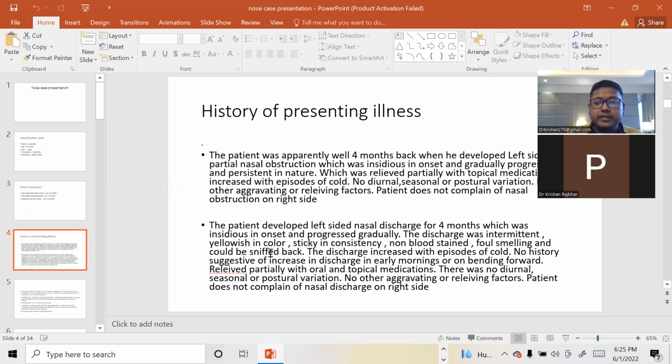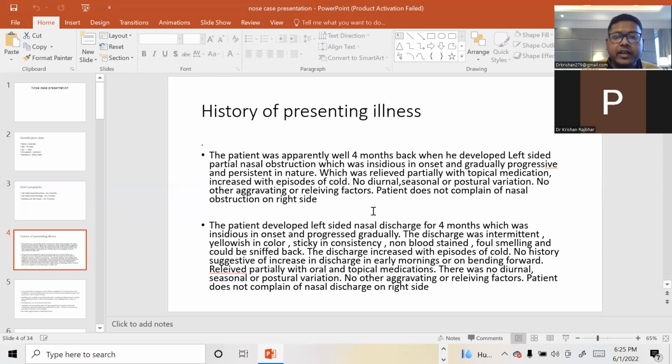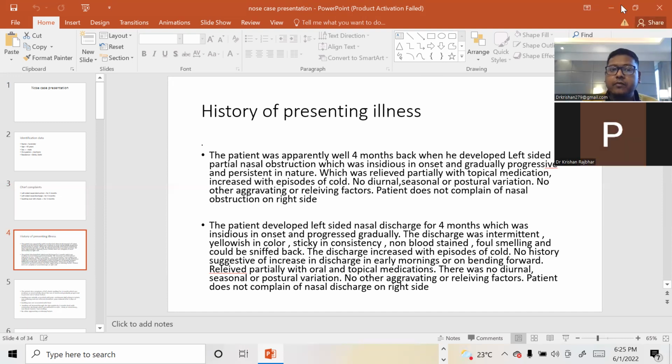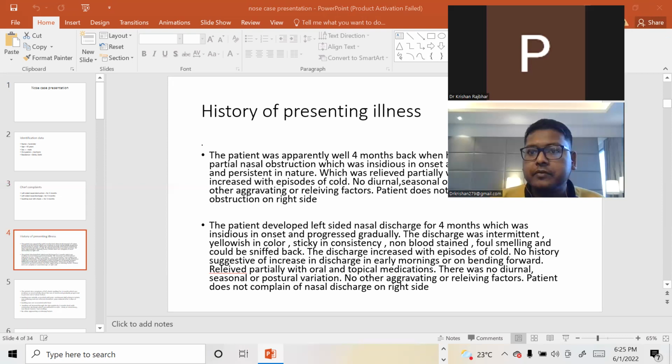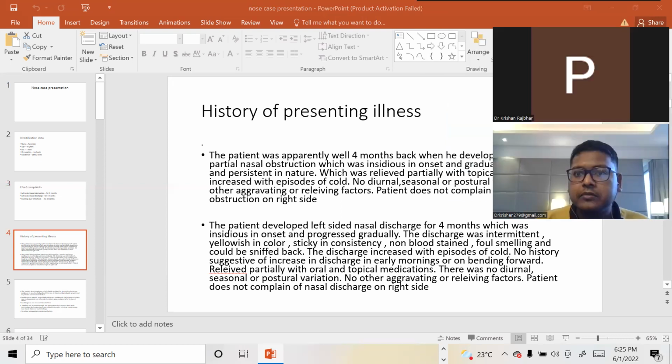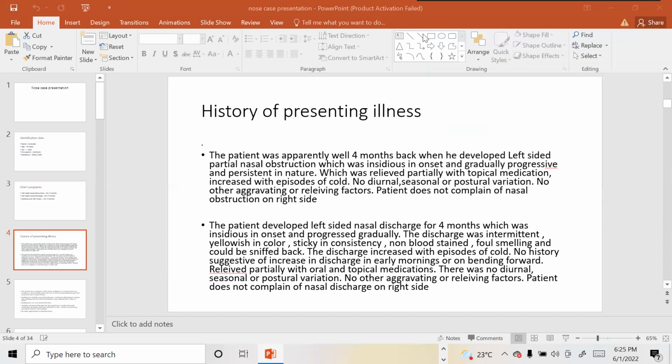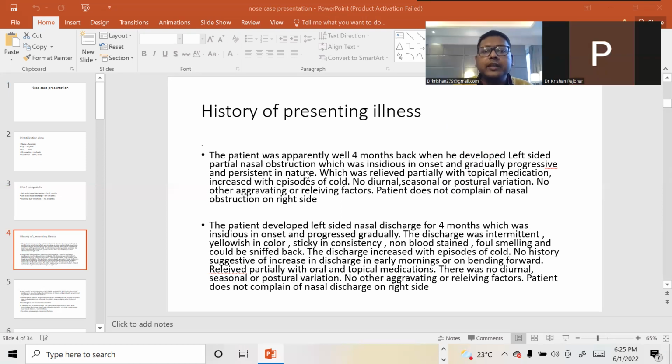So after this, coming to the history of present illness, the patient was apparently well 4 months back when he developed left-sided partial nasal obstruction, which was insidious in onset.